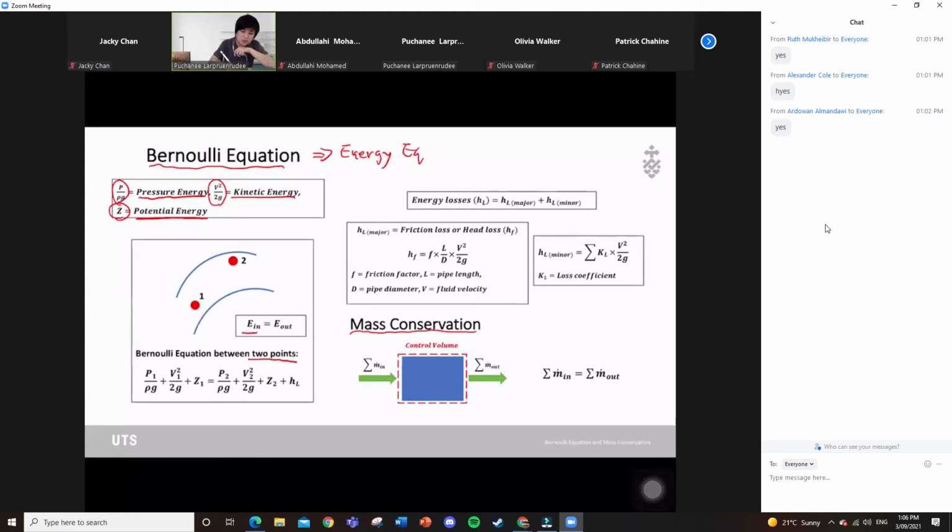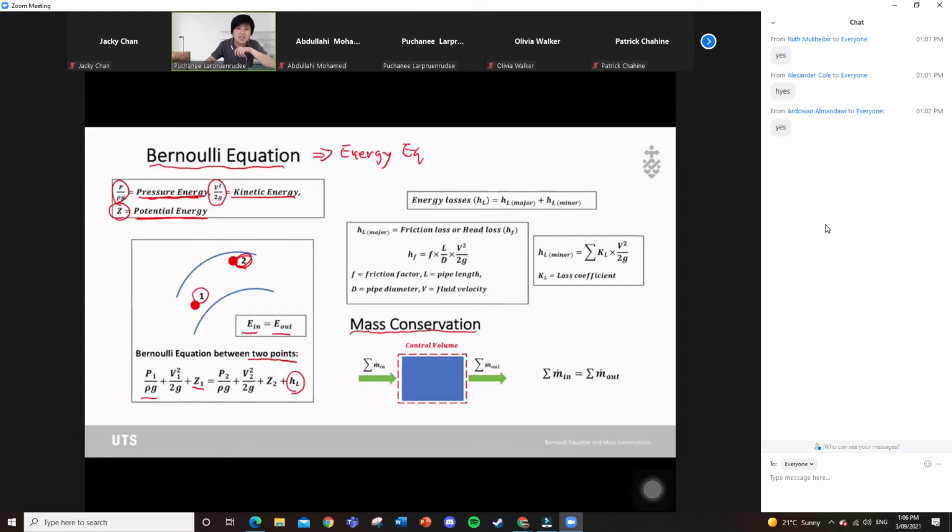E in equal to E out, energy in equal to energy out. This one is point 1 and this one is point 2. So it will be P1 over rho g, this is the pressure energy, plus V1 square over 2g, the kinetic energy, plus Z1, the elevation, equal to point 2: P2 over rho g plus V2 square over 2g plus Z2. And we also have HL, energy loss.